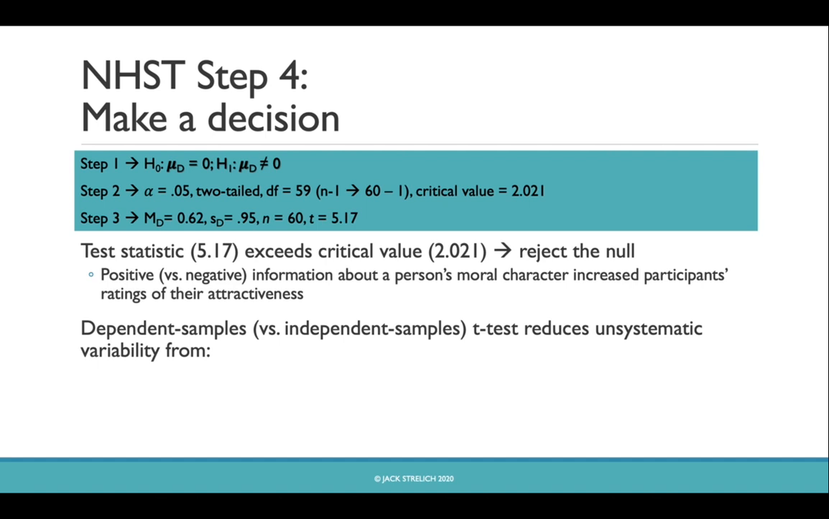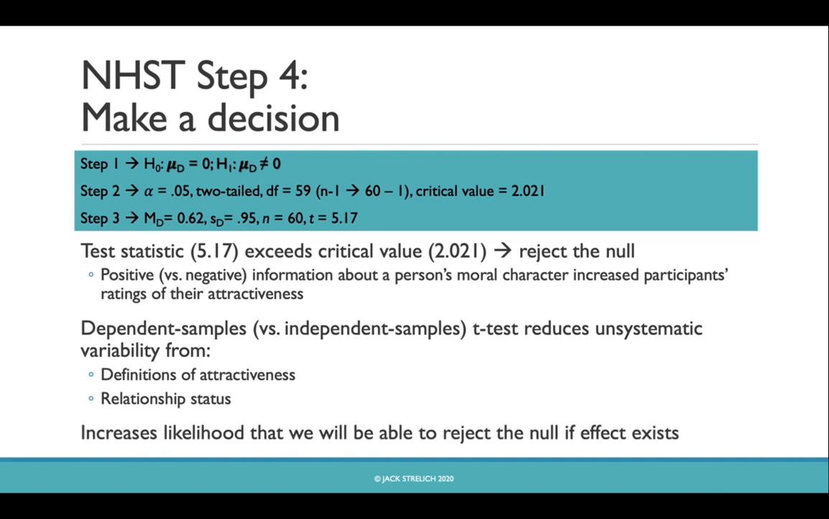Crucially, running a dependent samples as opposed to independent samples t-test reduces unsystematic variability from definitions of attractiveness, relationship status, and from anything else that might vary between participants. And this reduction of unsystematic variability increases the likelihood that we will be able to reject the null if the effect exists. In other words, it increases the power of our test.